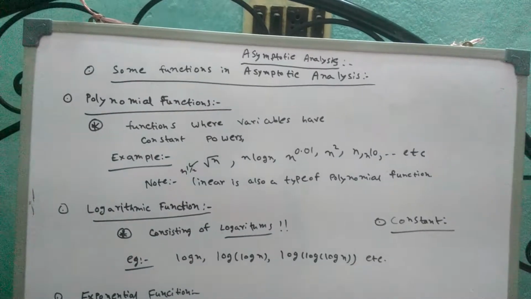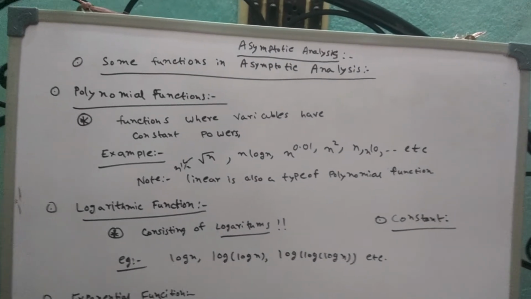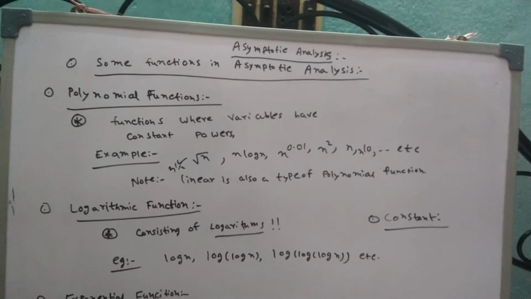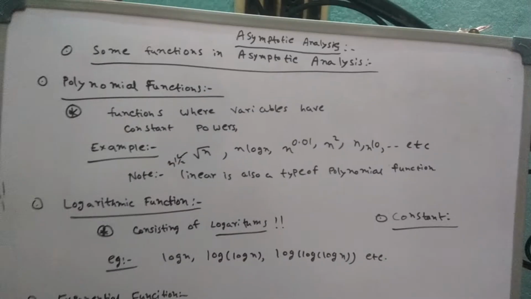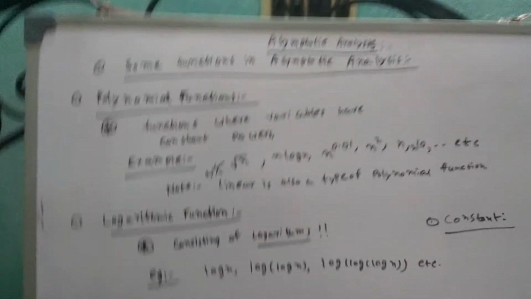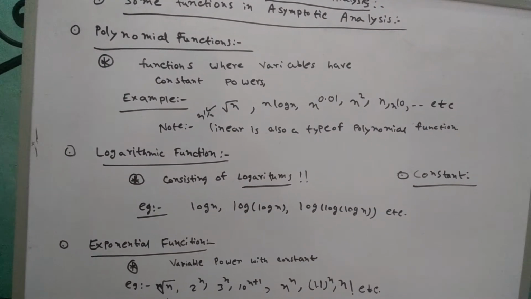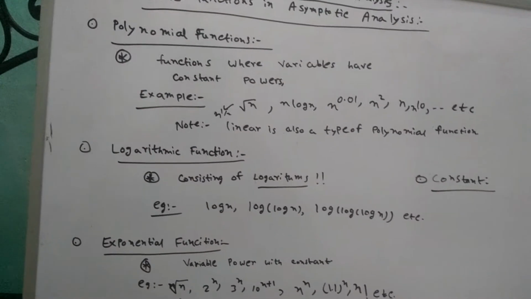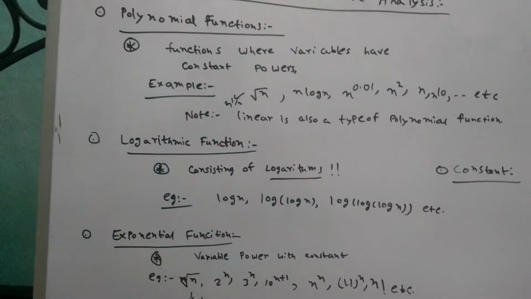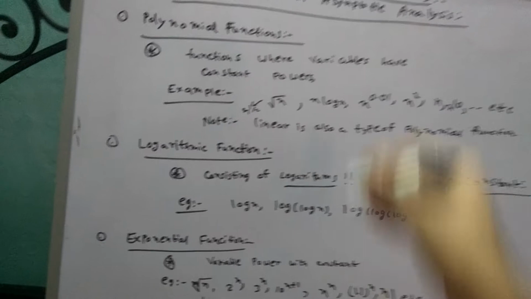Hello, welcome back. In the previous video, we learned what asymptotes are, the types of function, and why we use asymptotes. In this video, we will learn the types of functions we usually use while calculating the complexities of algorithms. There are basically four types of functions we will be dealing with in algorithms. We will go through them one by one.